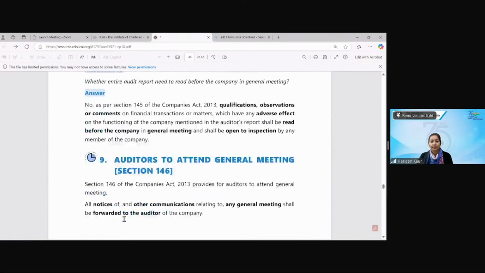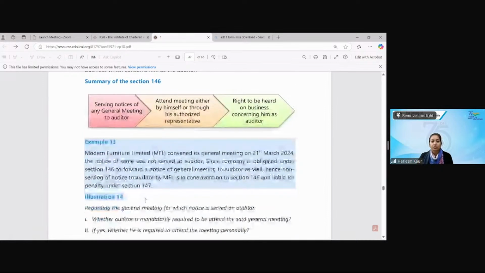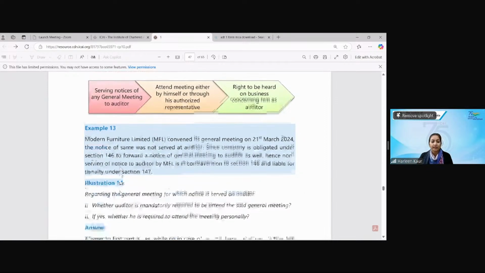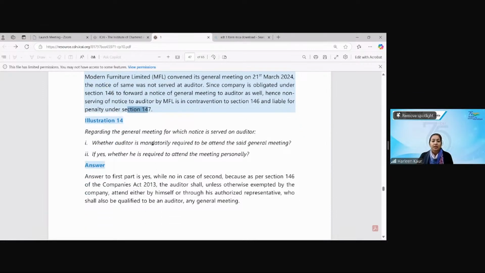Section 146 also we have done. This is how the notice has to be given. A company, Modern Furniture Limited, convened its meeting. The notice was not served to the auditor. Is it obligatory? Yes, ma'am, it is obligatory to serve the notice. Okay, and the penalty will be charged under 147. We are going to read the penalty also.